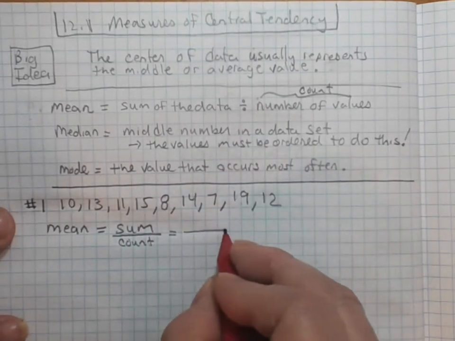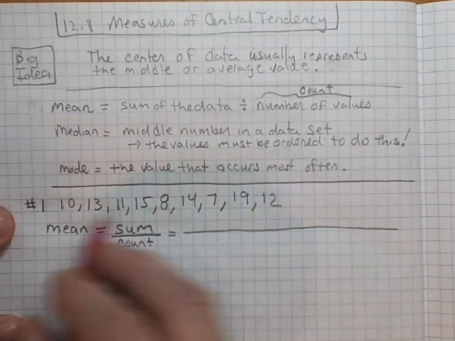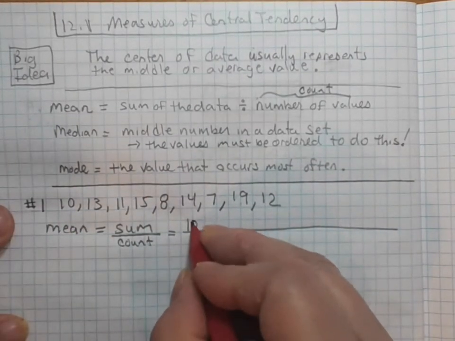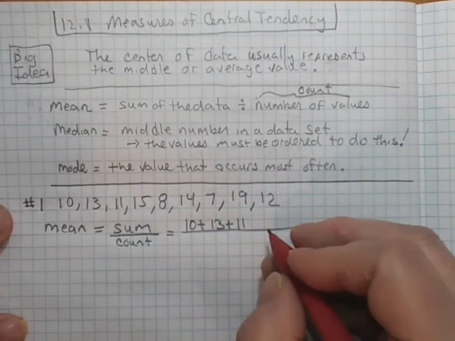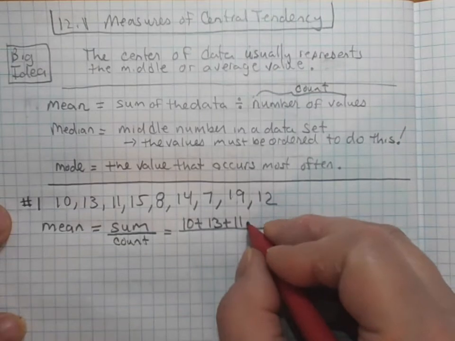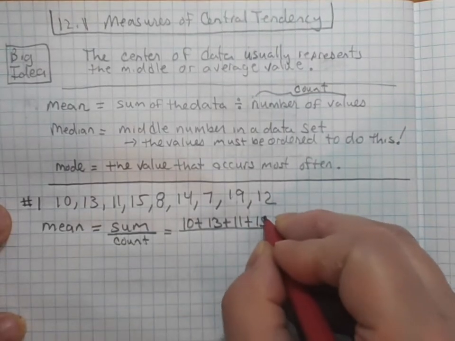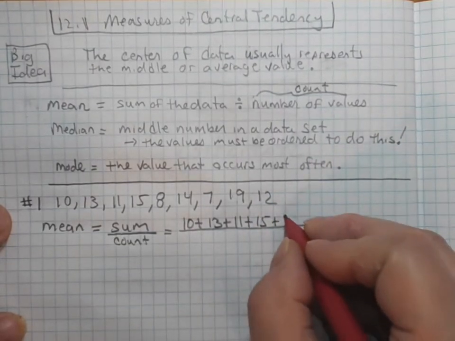So it's a ratio. On the top, I'm literally going to just add all those numbers up. For demonstration purposes, I'm going to show the method in the first example. So just adding these up. The order doesn't matter when we're adding.